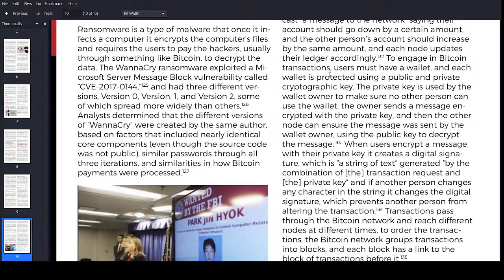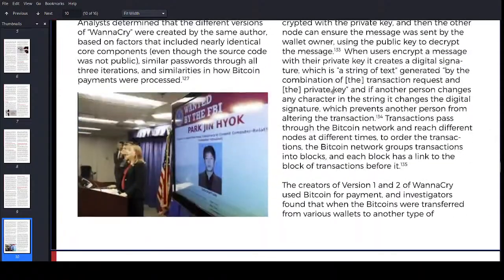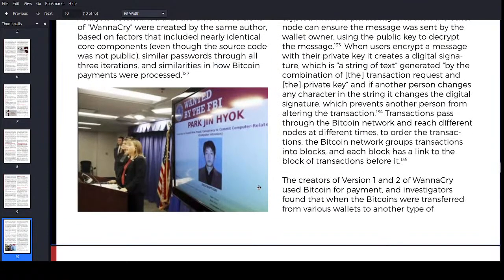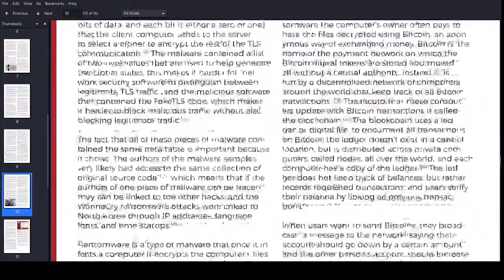Analysts determined that the different versions of WannaCry were created by the same author, based on factors that included nearly identical core components, even though the source code was not public, similar passwords through all 3 iterations, and similarities in how Bitcoin payments were processed. And I'm assuming that's the guy they're looking for, this Park Jin Hyuk. I'm assuming that's probably the mastermind behind all these hacks.